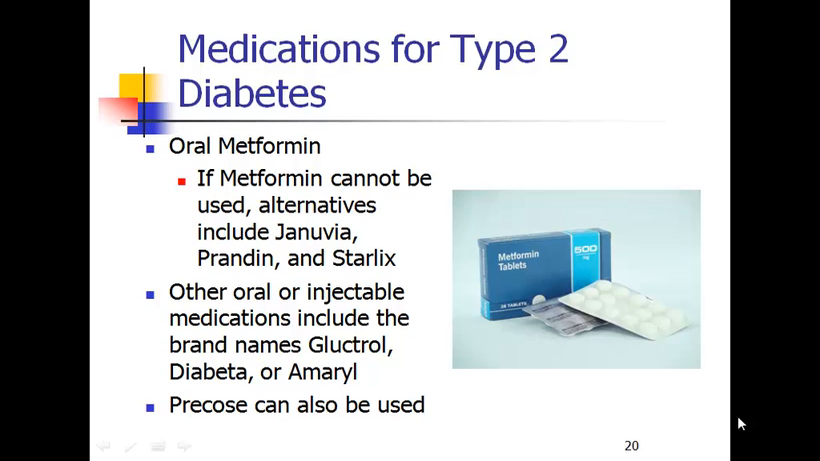Physicians will often prescribe metformin, also known as Glucophage, which increases the body's sensitivity to insulin and then decreases the liver's output of glucose. If metformin cannot be used, alternatives are Januvia, Prandin, and Starlix. Other oral or injectable medications include the brand names Glucotrol, Diabeta, or Amaryl, which stimulate the pancreas to produce and release more insulin. Precose or acarbose blocks the action of the enzyme that breaks down carbs in the intestines.